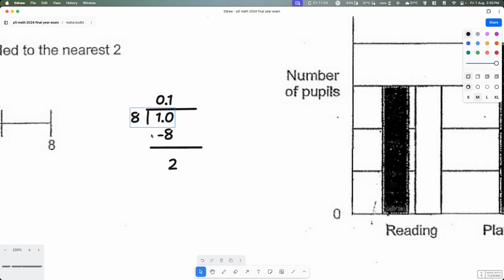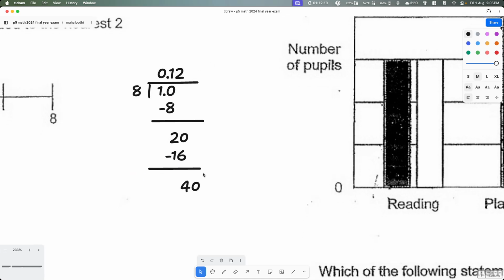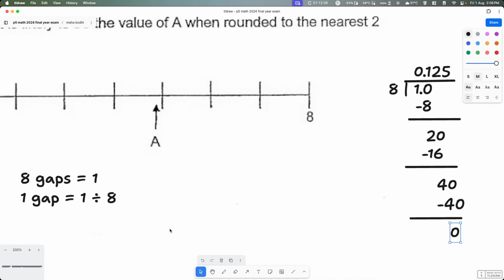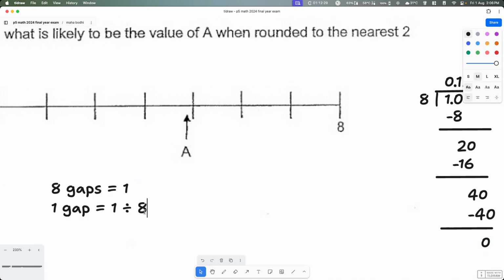So we cannot minus 2 from 8, so we have 20, and then we can minus 16, which is 2 times 8, which is 16. And then lastly, we will then have 4. So we cannot have 4 minus 8. We add another 0, then we minus 40. And in this case, 40 is basically 5. So the answer to this is 0.125. So one gap is 1 divided by 8, which is also equal to 0.125.